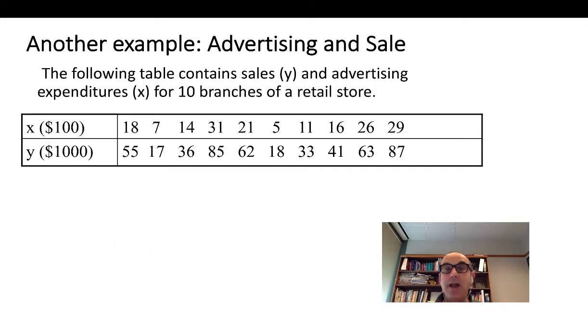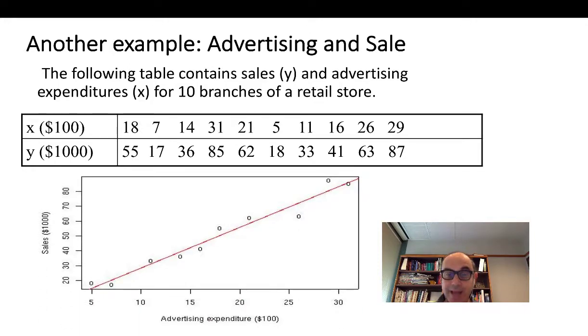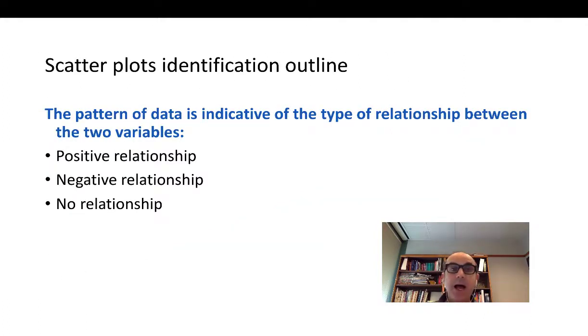So another example is advertising and sales, and this is an ongoing debate. Are we going to invest in advertising in order to have better sales? Usually they have a formula for that, but a straightforward approach is to take the sales and the advertising and compare them to see if advertising actually helps with the sales. So a scatterplot identifies outliers.